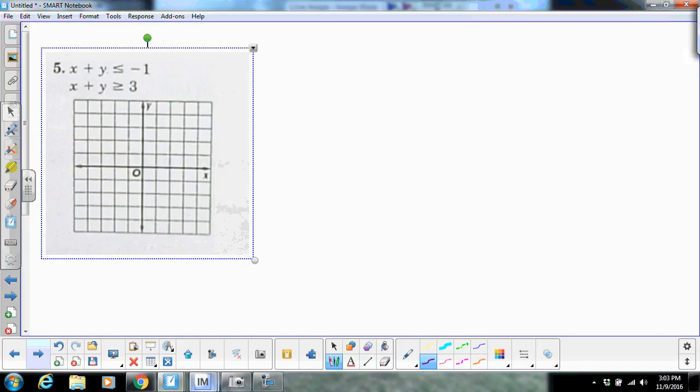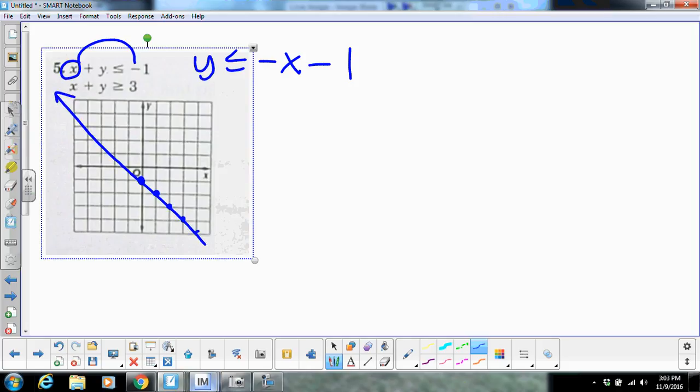Okay, number 5, both of these need to be rearranged first. So I'll start with the first one. X needs to come over and it's going to become negative, so y is less than or equal to -x minus 1. So I start at -1 and then go down 1 and over 1. Okay, and that is a solid line. And less than means we shade below.